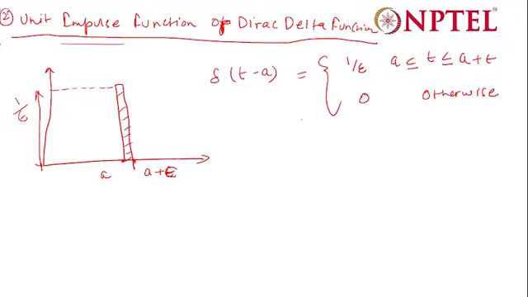So I will directly ask, suppose t is equal to a. What will be the value of this function if t is equal to a? Tell me. 1 by epsilon. Try again. Sometimes they can ask this. Suppose they have given you this function and then they ask what will be the value of this function at t equal to a. I will give you one hint: the area of this rectangle will always be 1. Now tell me what will be the value of this function at t equal to a.